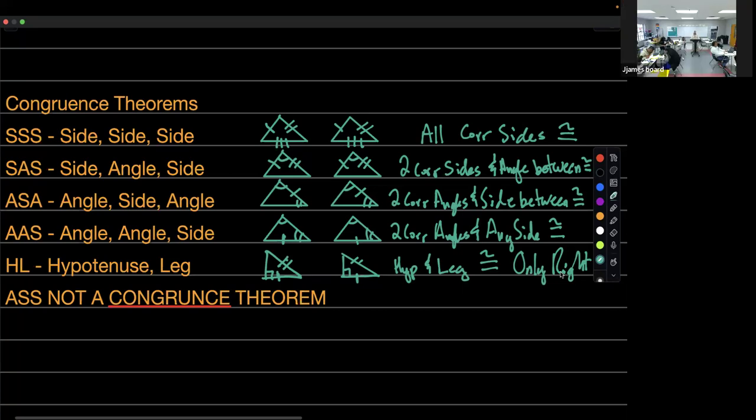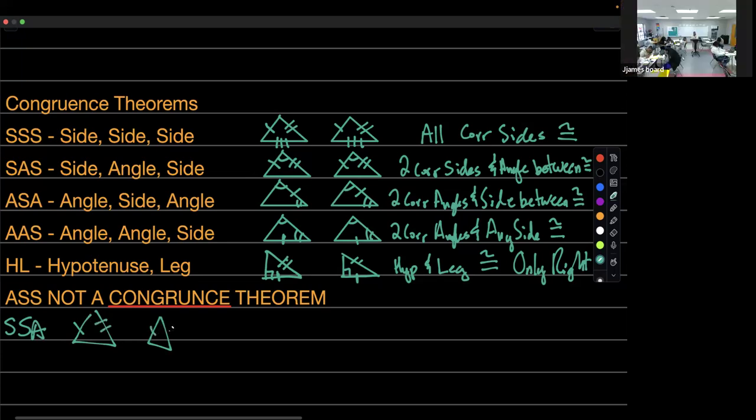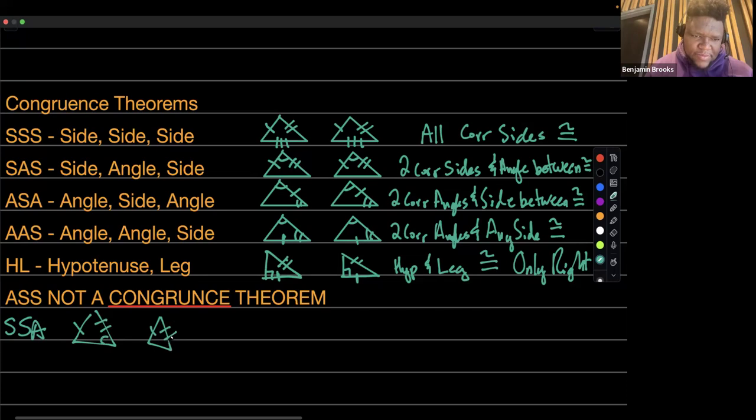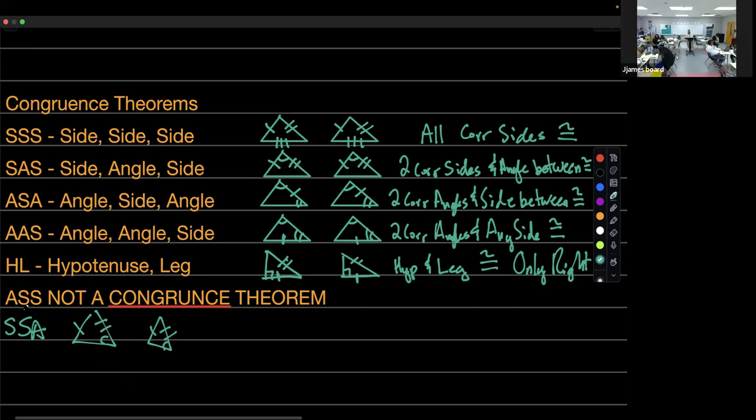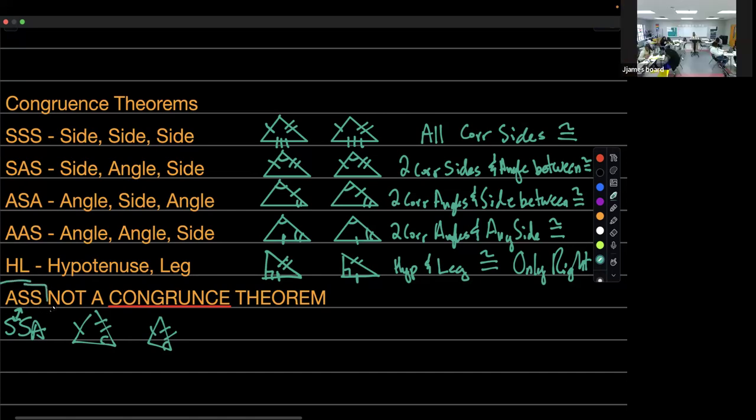Now, there's one more that people think might be a congruence theorem, and it's called side-side-angle, which looks like this, right? You've got two sides like that, and then an angle. Side-side-angle can also be written as angle-side-side. These two are the same. But the way I used to tell my students is, an ass can't be congruent. That's how I remembered it. This is not a congruence theorem.